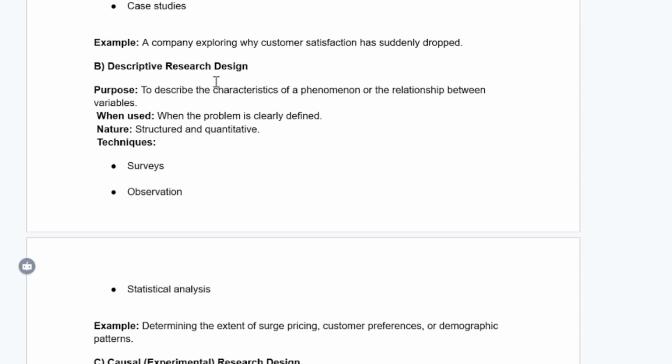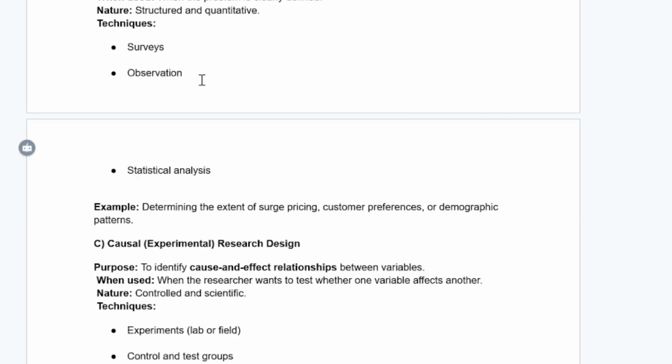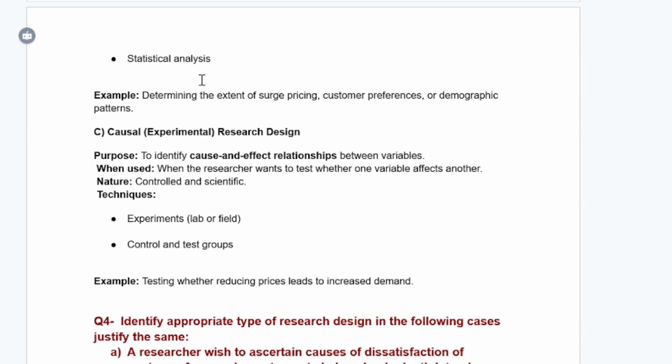The second one is descriptive. So the purpose of this research design is to describe the characteristics of a phenomenon or a relationship between the variables. Here the problem statement is very clearly defined. The nature is structured and quantitative. Techniques that can be used are surveys, observations and statistical analysis. Example is determining the extent of search, pricing, customer preference, or demographic patterns.